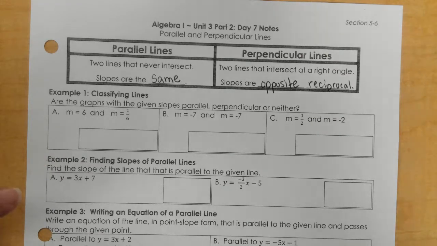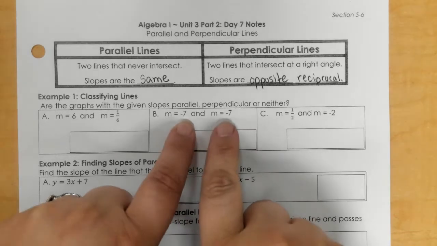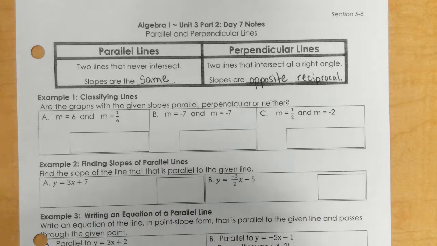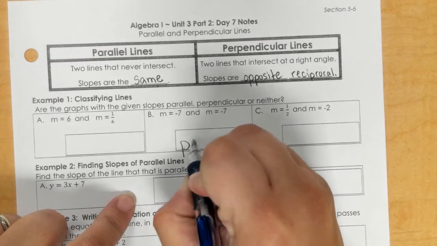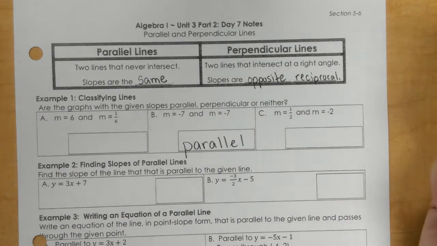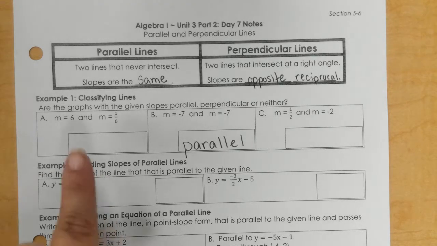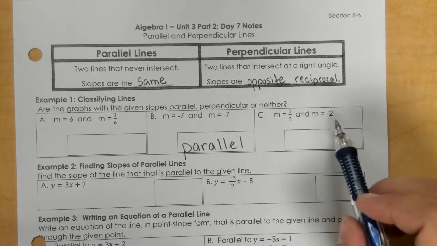Okay? So I'm going to actually go to part B first because I think it's the easiest one. So I look to see I've got -7 and -7. Obviously that's the same exact slope. So that's parallel. Okay? And the reason was because it was the same exact number, same slope. Okay? Now, in A and C, we have something very similar here. We have a whole number, then we have a fraction. But if you notice, these are both positives. Here we've got positive and a negative.